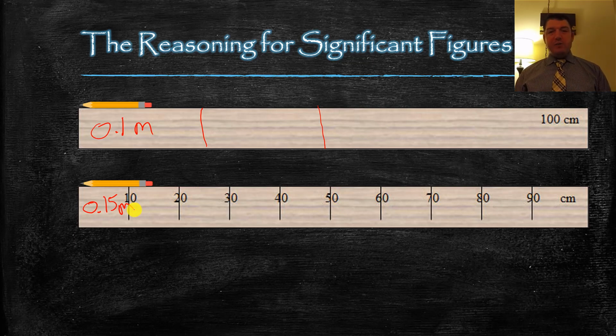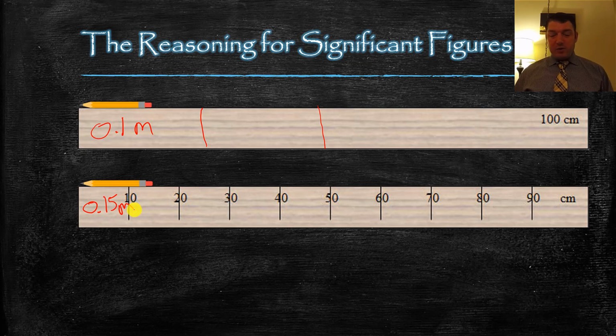And what we see now is with those smaller tick marks, we're able to get more values. We know for certain it's 0.1, and now we're estimating the 5/100ths. Before, we didn't know for certain the 0.1, so that was our estimation.